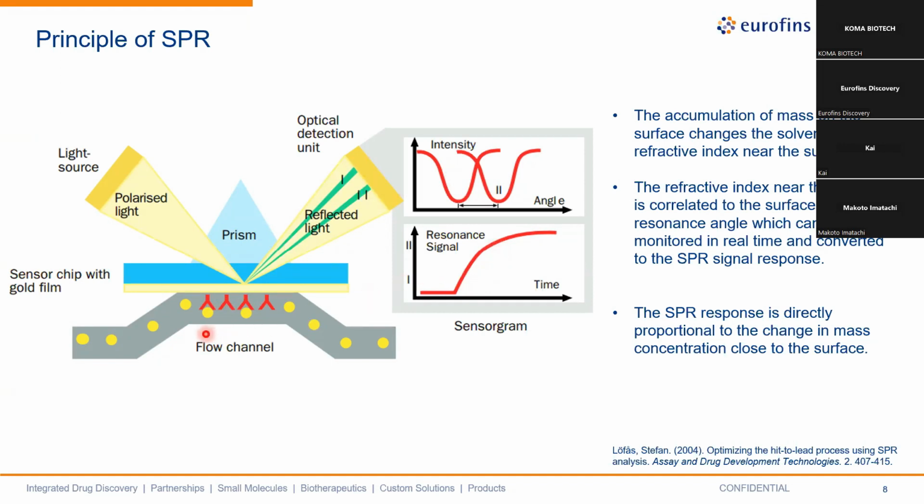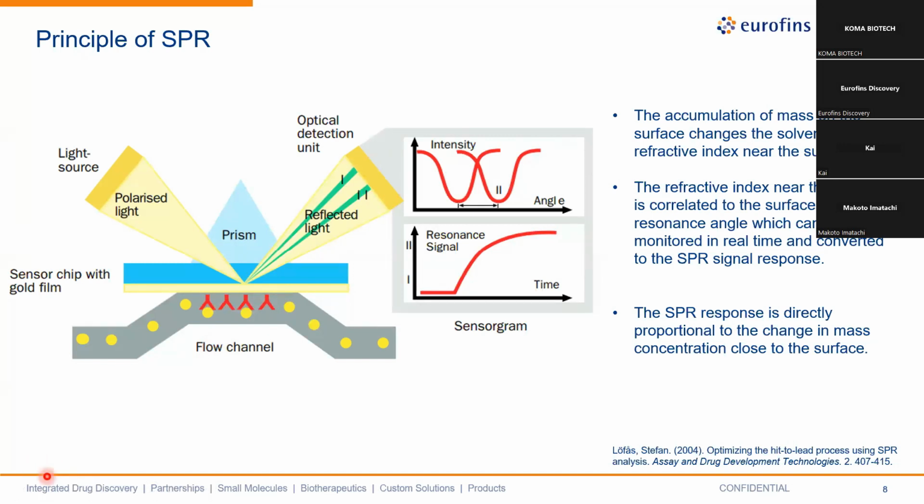If you have a change of the mass, then you have a change of signal of the SPR. So the more analyte binding on the surface to the antibody, the ligand, the higher the SPR signal. So this is the basic principle of the SPR. It measures the increase of the molecules bound on the surface, and then you can see that in real time.